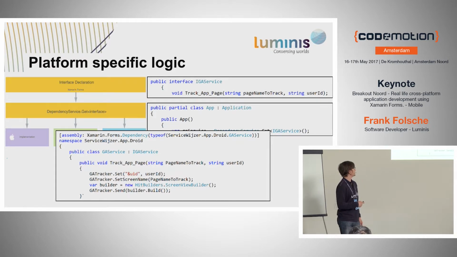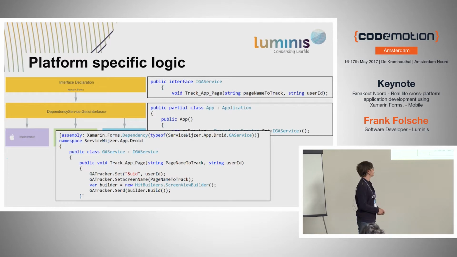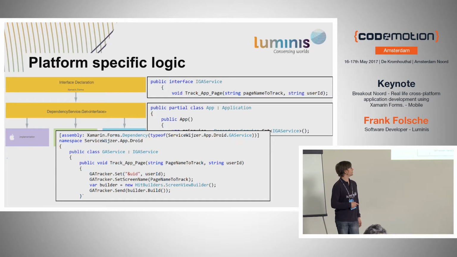And here, using the assembly tag, we let Xamarin Forms know this can be used with the dependency service. So when we're running the application on Android, this function gets called, and this implementation gets run. So when we run Android and call this function from our shared code, we actually track that page on Google Analytics.